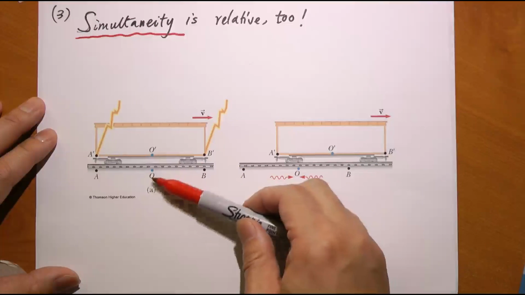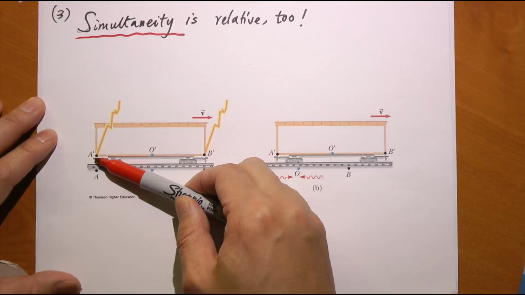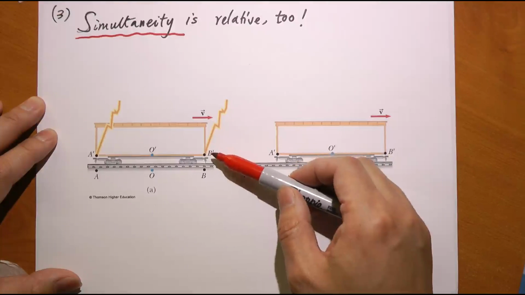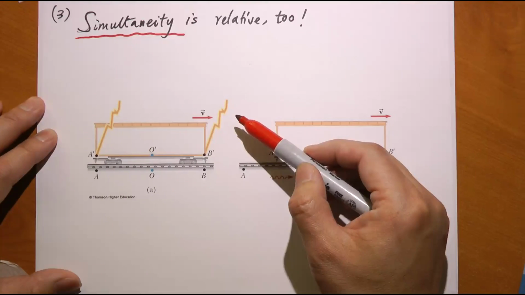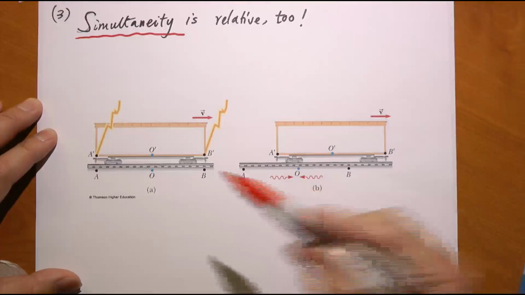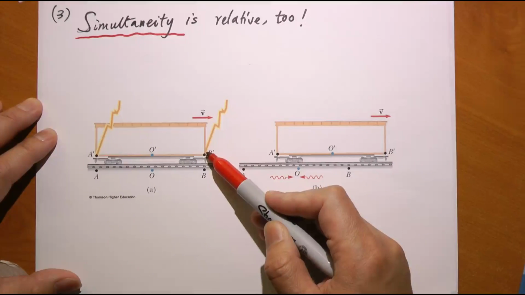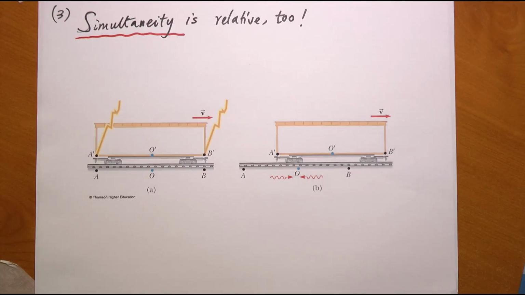Now, according to observer O, a lightning struck the back of the car at the same time as another lightning struck the other end, while the car is moving forward. Okay, so according to the observer O, who stands by the side of the track, those two lightning strikes happened simultaneously. Now, what about O prime? Will the observer at O prime agree that these two events took place simultaneously?